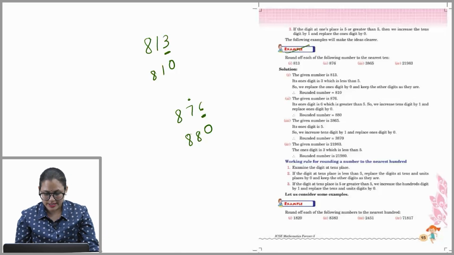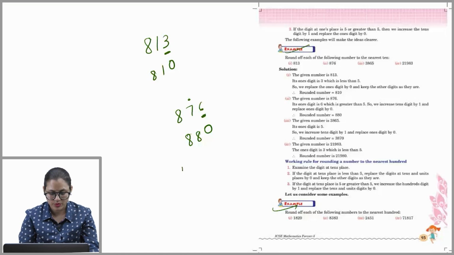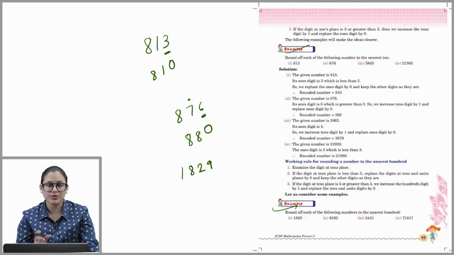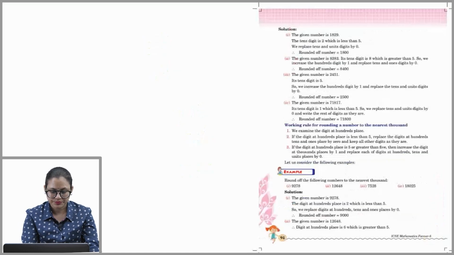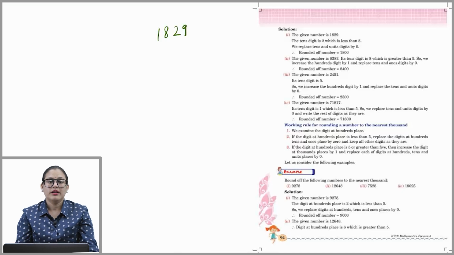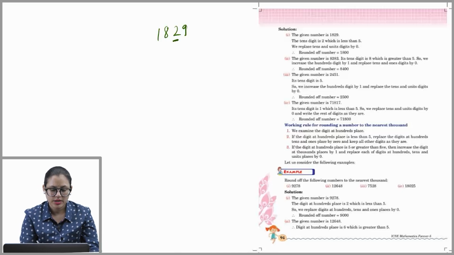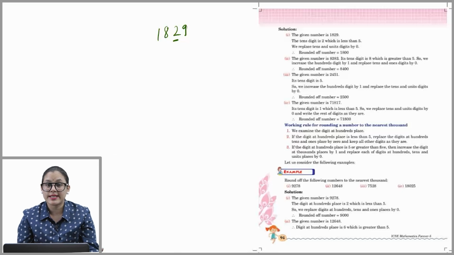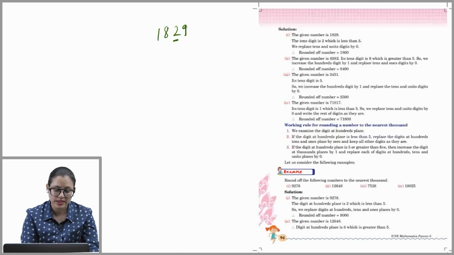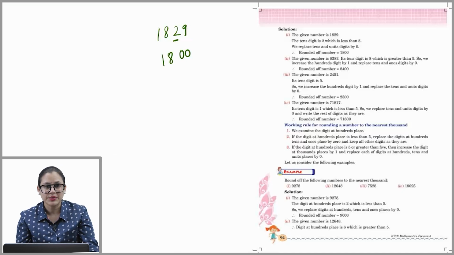Okay. Next example, round off each of the following numbers to the nearest 100. 1829. Okay. So, we have to round off this number to the nearest 100. The tens digit is 2, which is less than 5. So, we will replace tens and ones digit by 0 and remaining digits we will write as they are. So, 1800.